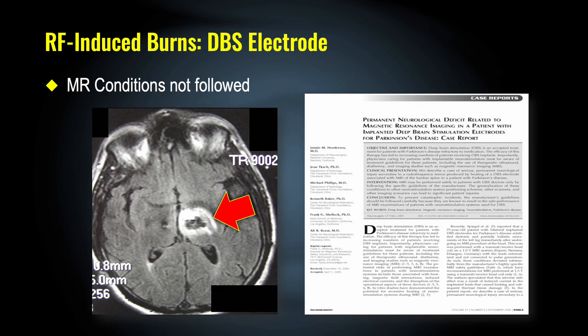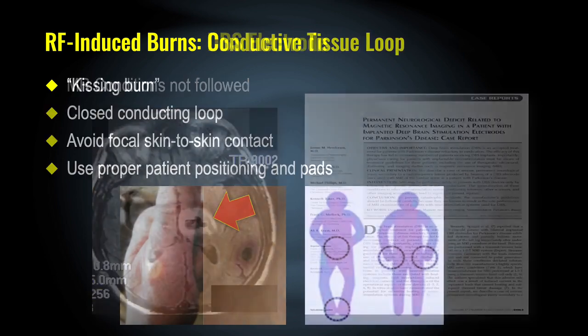This is an axial plane MR image of the brain obtained in one of the patients that shows the injury in relation to the deep brain stimulation electrode. This substantial lesion resulted in a permanent neurological deficit in the patient. These cases emphasize the importance of following the MR conditional labeling when scanning patients with active implants.